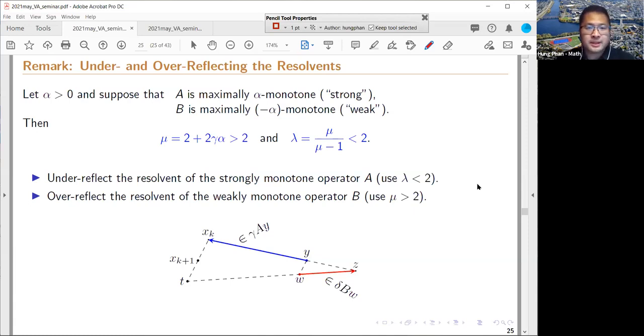Okay, before we move on, I want to mention that the result applies when we have a strongly monotone operator A and a weakly monotone operator B. And it turns out that if A is strong, we will under-reflect. Okay? That means we're going to use lambda less than 2. And for operator B, we will use mu greater than 2 to go back to a suitable position, so that we create the fixed point for these operators.